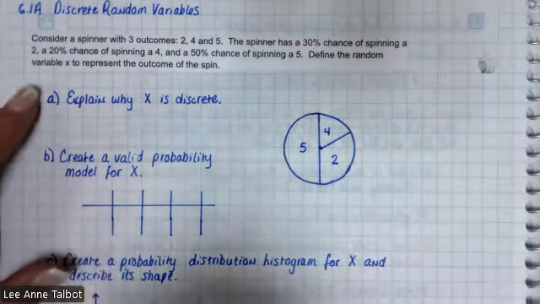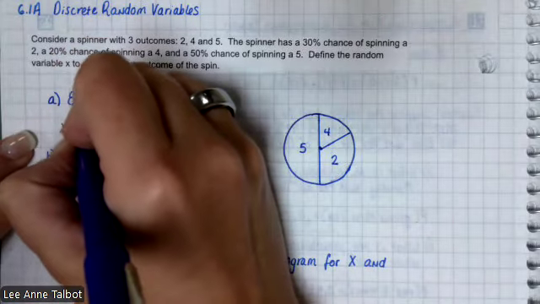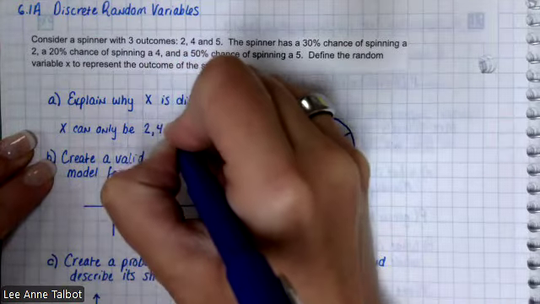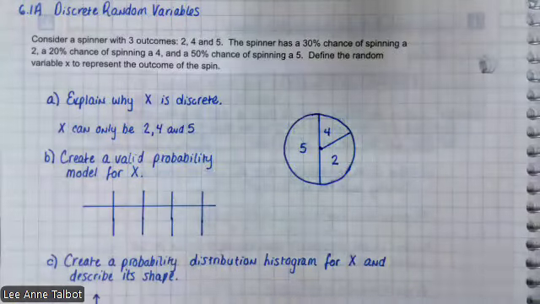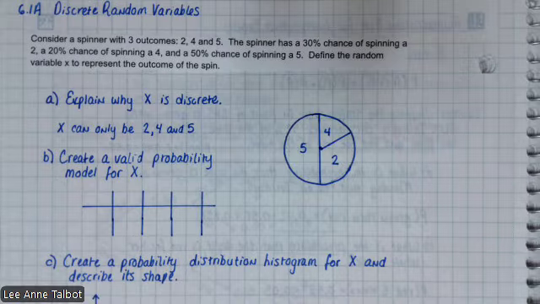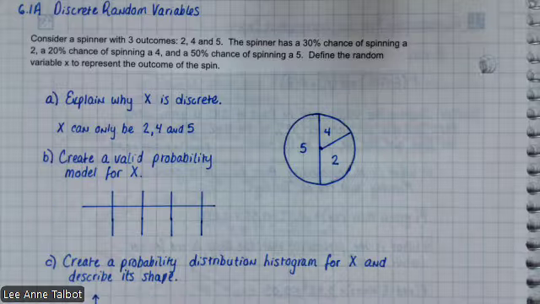Okay, explain why x is discrete. X can only be 2, 4, and 5. There's no ability to get a 5.3 or a 6.7 or 67. Just 2, 4, and 5 are your only options for spinning the spinner. That's why it's discrete. Does everybody remember what discrete means? Like gaps between? Okay.